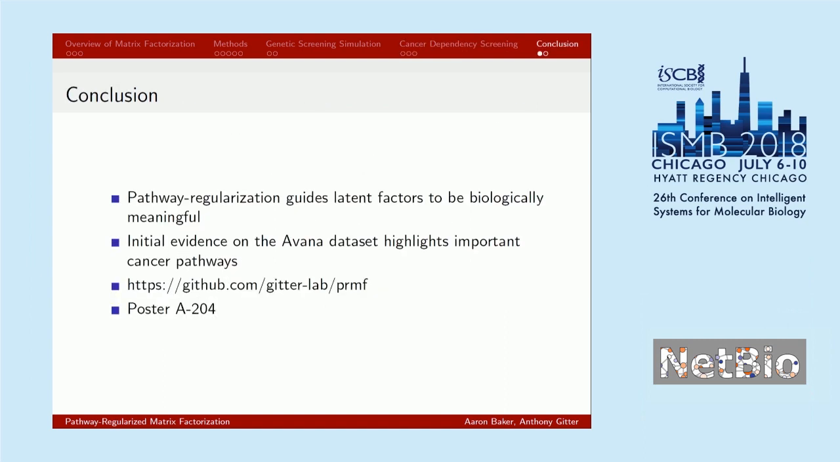So just to conclude, we find that this algorithm, Pathway-Regularized Matrix Factorization, is able to guide latent factors to be more biologically meaningful. And this is true for some simulated data as well as the Achilles cancer dependency data set. If you'd like to use these methods yourself, they're available on GitHub.